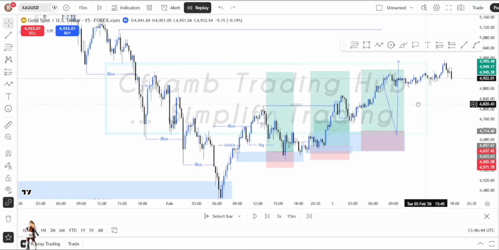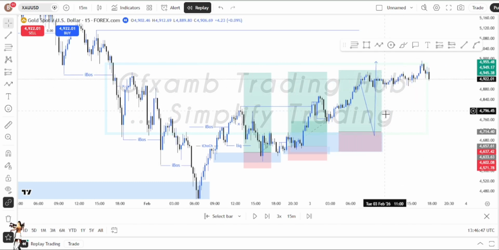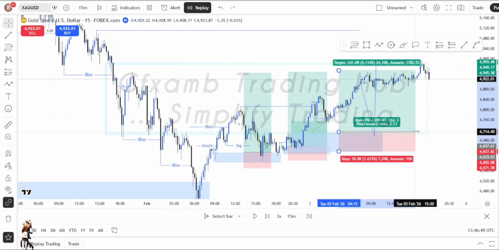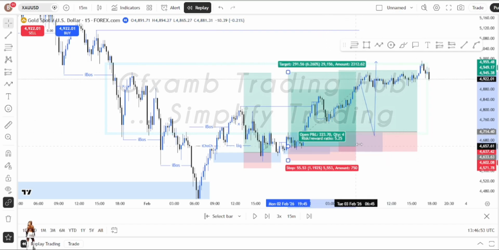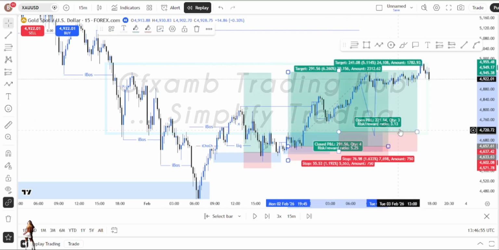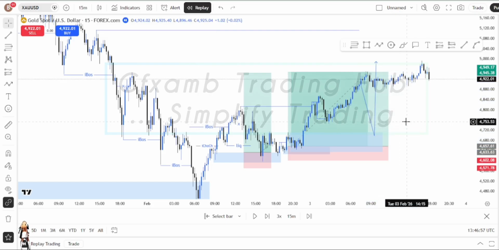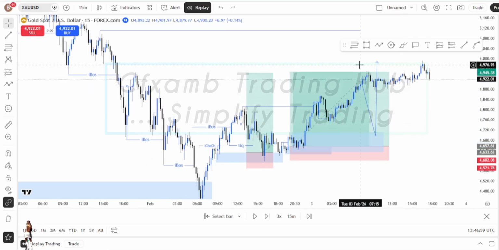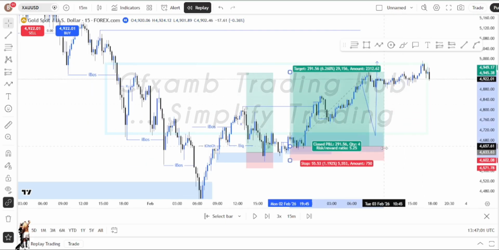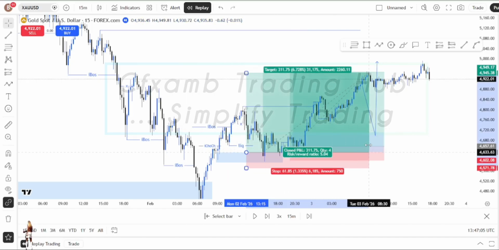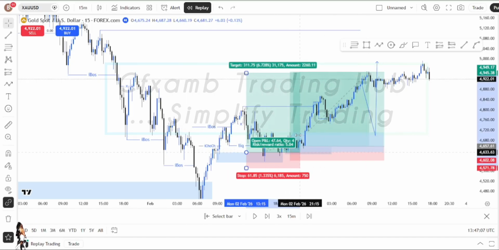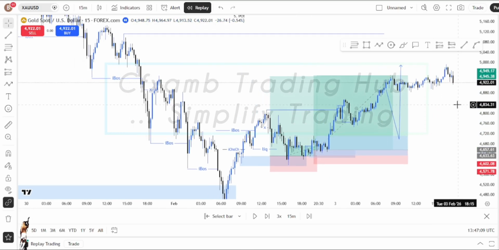Wow, I think we have hit our full. We missed out on this entry, but our first entry already hit our take profit. See that the market has hit our take profit already. Now you see that we got two entries from this zone. We have two entries that we smashed from this zone.